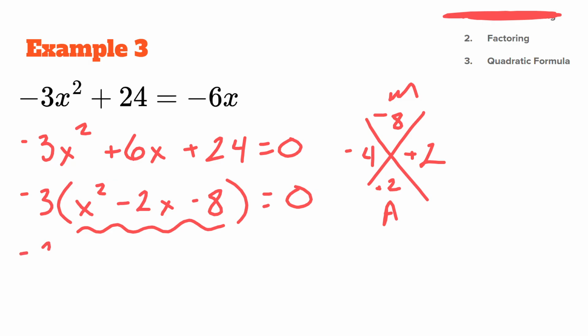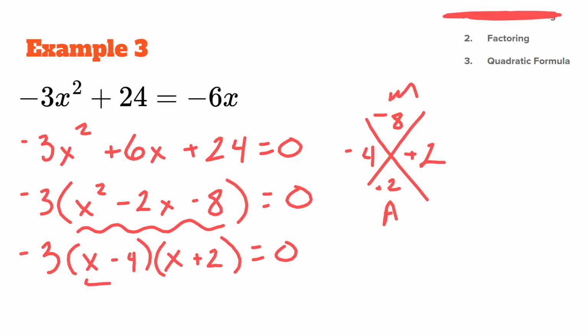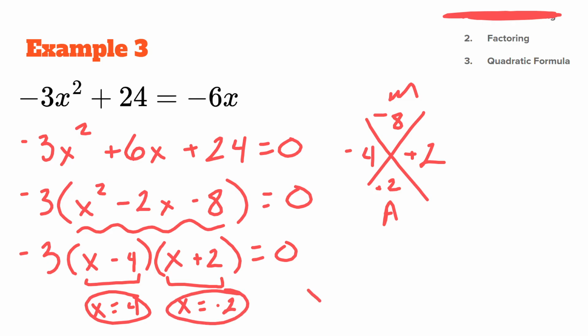So now I can factor, right? I still have my GCF out front, but then this is going to factor into x minus 4 times x plus 2. And then remember, with factoring, we take each of our factors, set them equal to 0, and solve for x. So if I set x minus 4 equal to 0 and solve, I just get x equals 4. And if I set x plus 2 equal to 0 and solve, I get x equals -2. And then I can write that as a solution set.